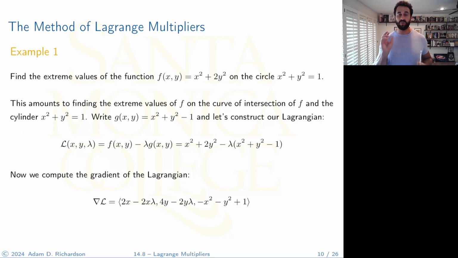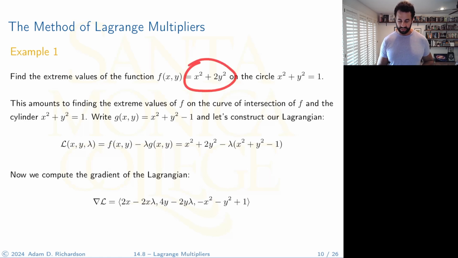Just to give you a quick example, maybe I won't say easy example. Let's do this one together, instead of you trying to do this all on your own, so you can see how it works. So let's find the extreme values of this function on the circle, x squared plus y squared equals 1. That's the goal.